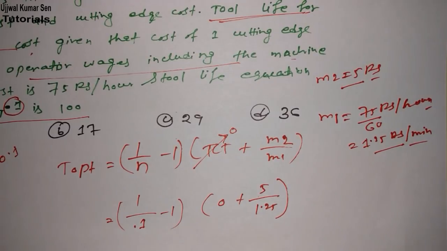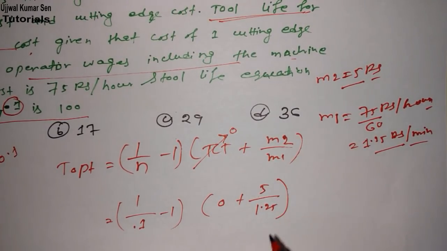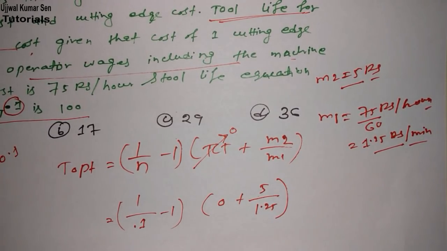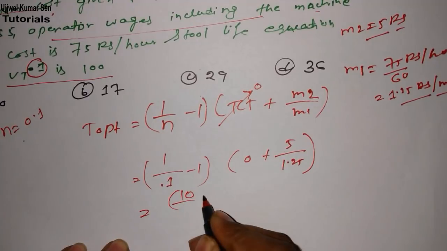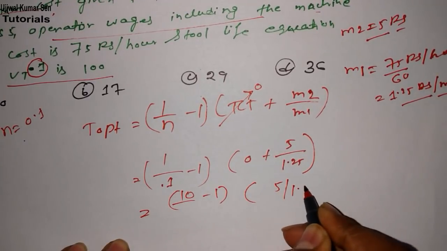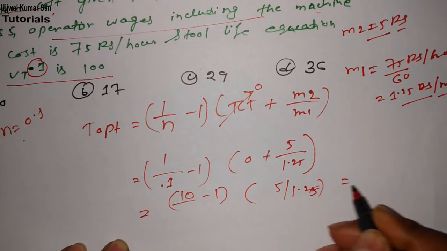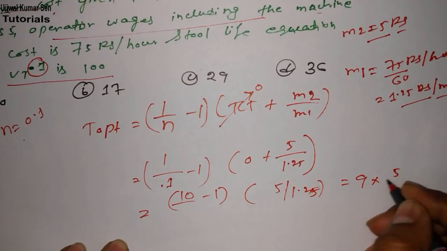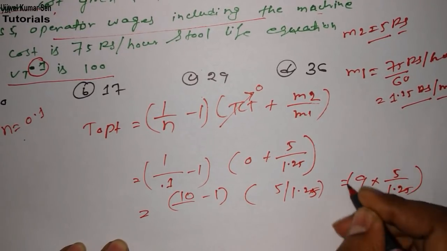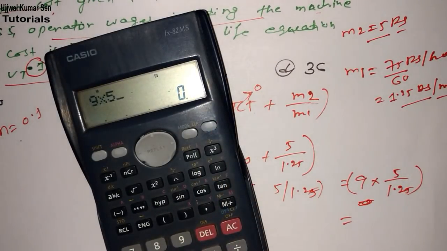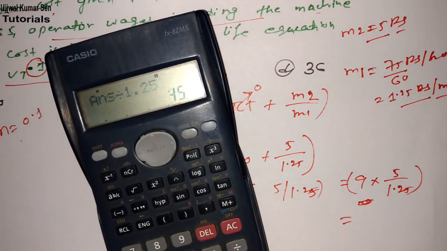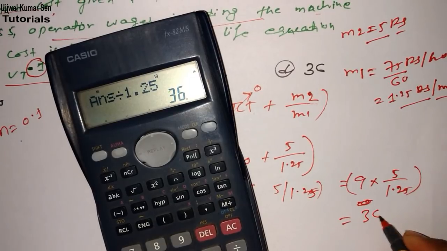Okay. So what we did right now, we just put the values of M2 and M1. Till now what we did, I have shared with you again. So 1 by 0.1 means 10 minus 1, 5 by 1.25. So this becomes 9 into 5 by 1.25. Again I have to use the calculator, right? So let's go for it. 9 times 5 is 45, divided by 1.25. So it's 36.